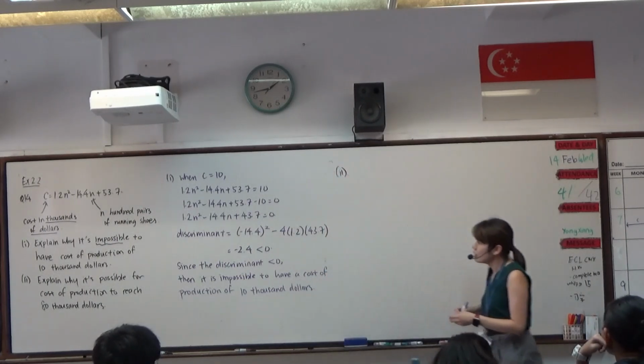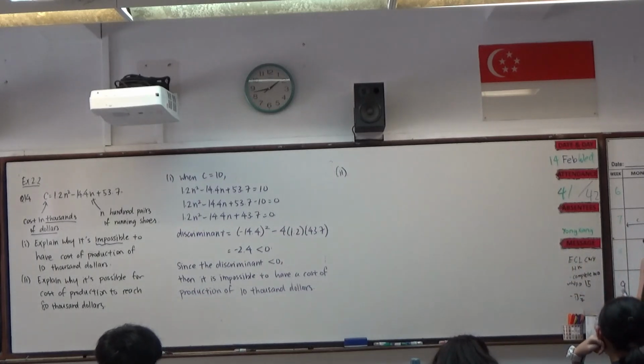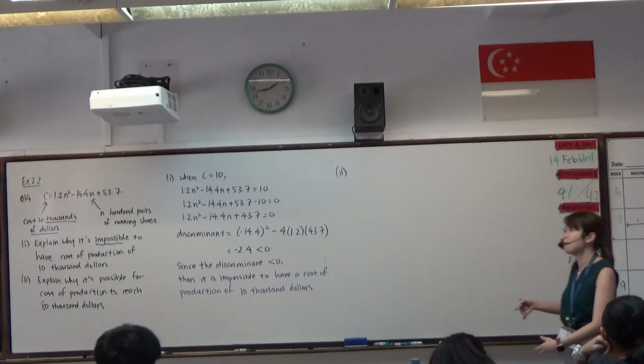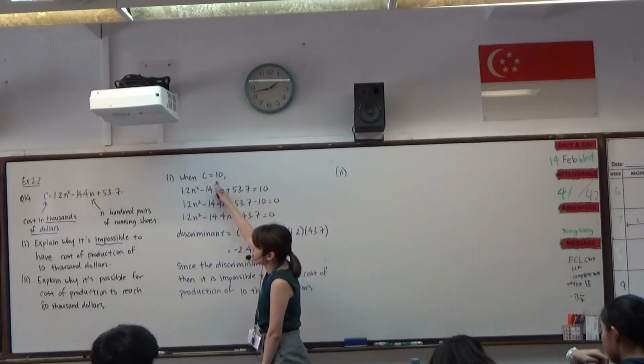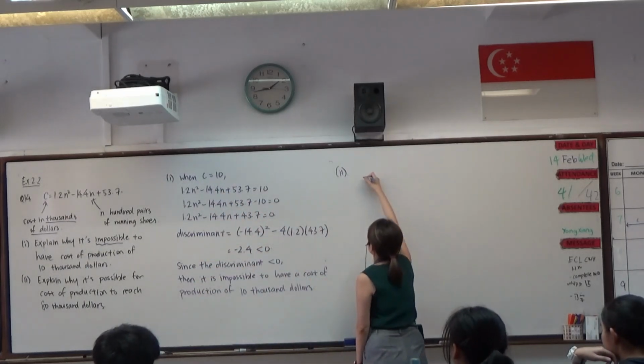Then in part 2, to explain why it is possible, we apply the same concept. Instead of C equals to 10, C is equals to 80.